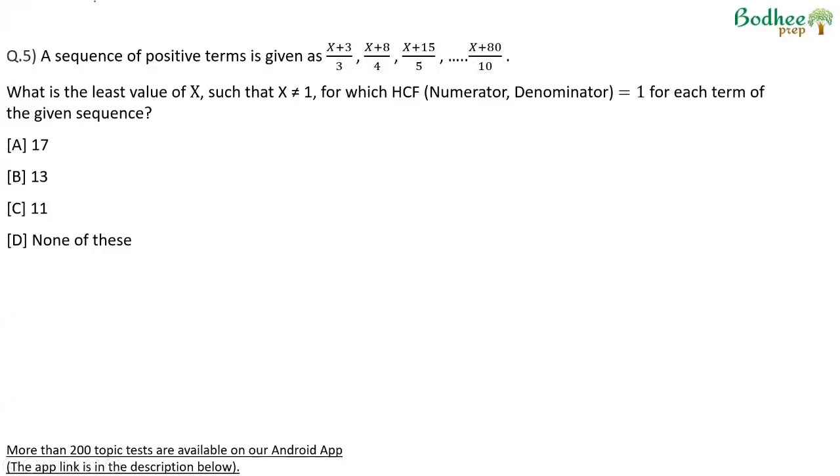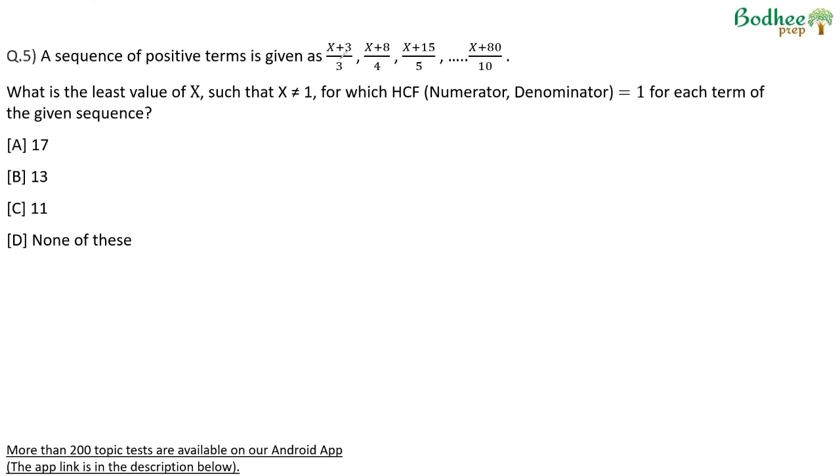A sequence of positive terms is given by x plus 3 upon 3, x plus 8 upon 4, x plus 15 upon 5, up to x plus 80 upon 10. What is the least value of x, such that x is not equal to 1, for which the HCF of numerator and denominator is equal to 1 for each term of the given sequence?